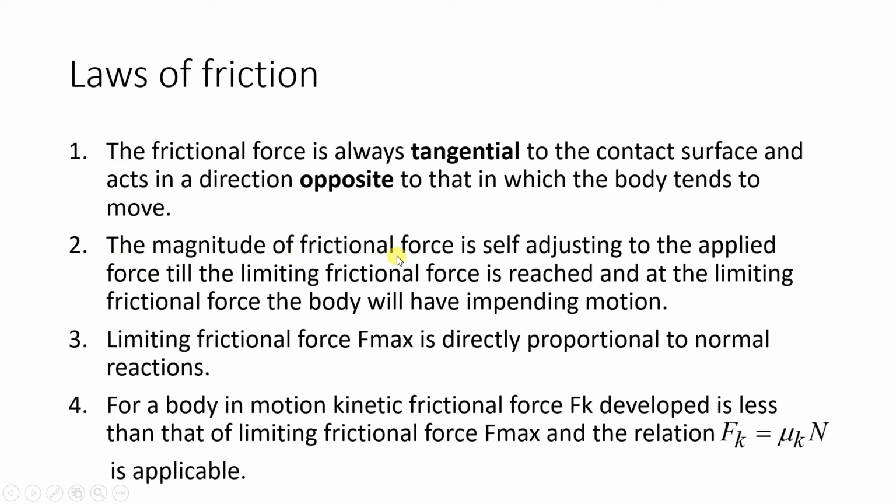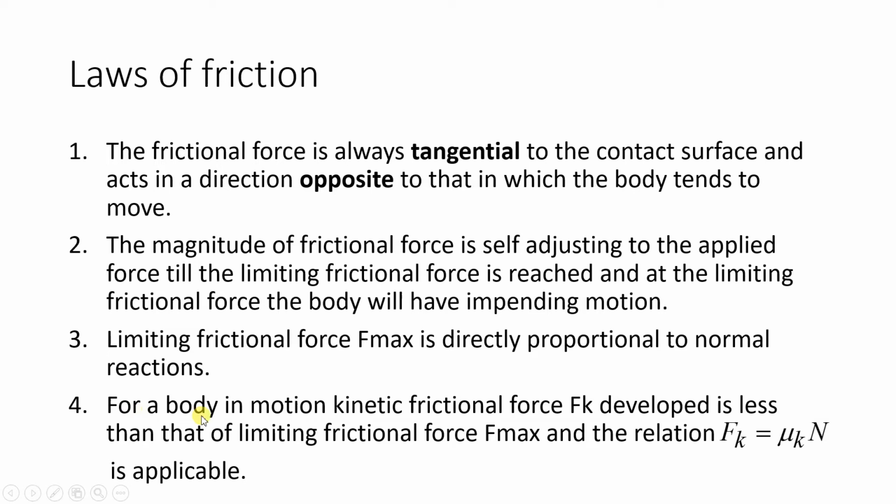The magnitude of frictional force is self-adjusting to the applied force till the limiting frictional force is reached, and at the limiting frictional force the body will have impending motion. Now limiting frictional force Fmax is directly proportional to normal reaction. When we remove the proportionality sign we get mu s, the coefficient of friction. So this is the third law of friction.